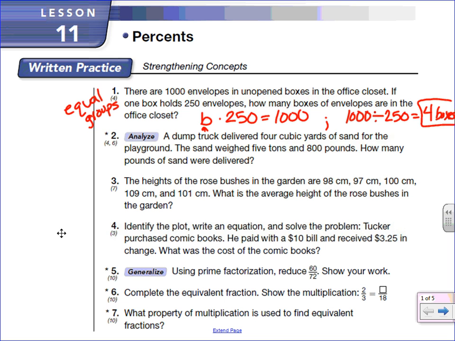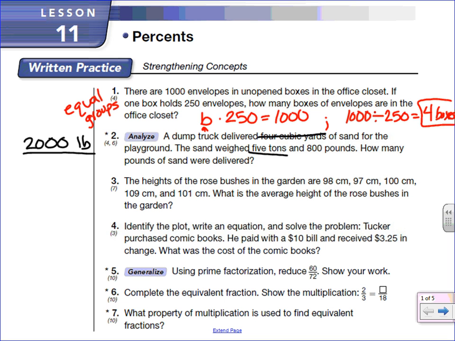A dump truck delivered 4 cubic yards of sand for the playground. The sand weighed 5 tons and 800 pounds. How many pounds of sand were delivered? So this 4 cubic yards can throw you off. It really has no bearing on the question asked right now. What they're asking us to do is convert 5 tons into pounds. And what you need to know for that is that 2,000 pounds equals 1 ton.